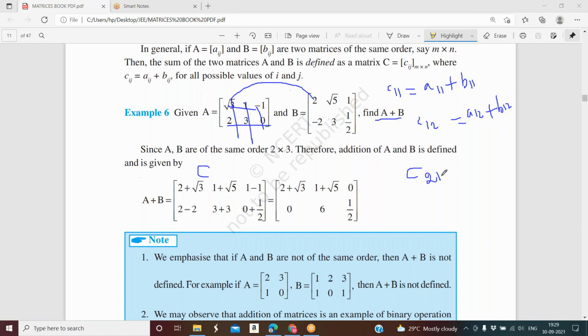Next, C21, second row, first element. It is A21 plus B21. So 2 minus 2 will give you C21. That's 0. Then 3 plus 3 is C23. It is 6. Then 0 plus half is half, which is C33. C33 is A33 plus B33.